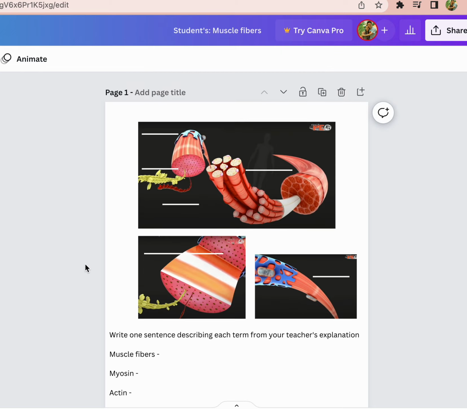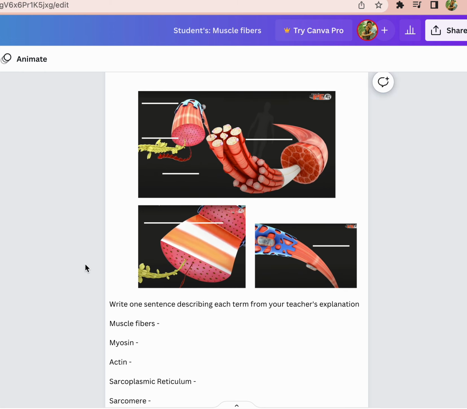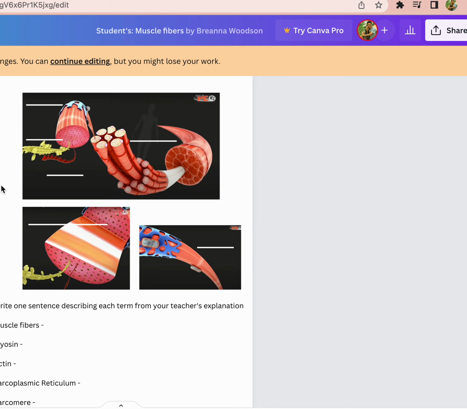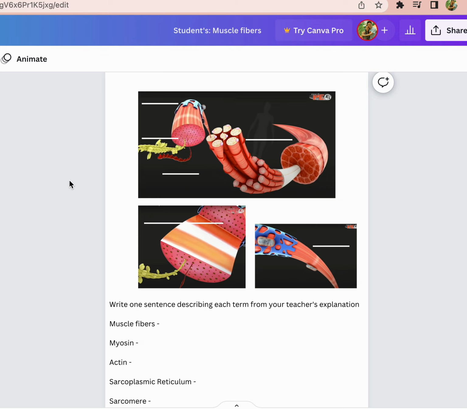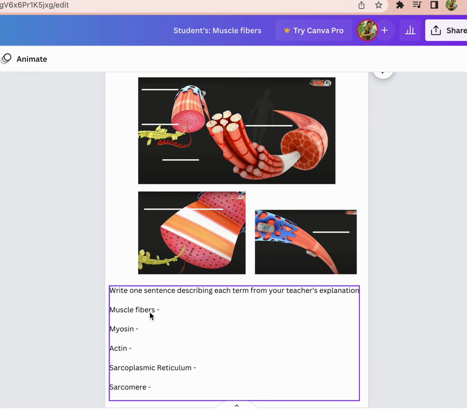Try as much as possible not to look back at your vocab sheet to get the answer. I might be going a little fast. I will try not to go too fast, but if you do get stuck and you need to look back at your vocab sheet to get a little bit more information, that's okay. But I really want you to get your sentence from my explanation and not from your vocab sheet.